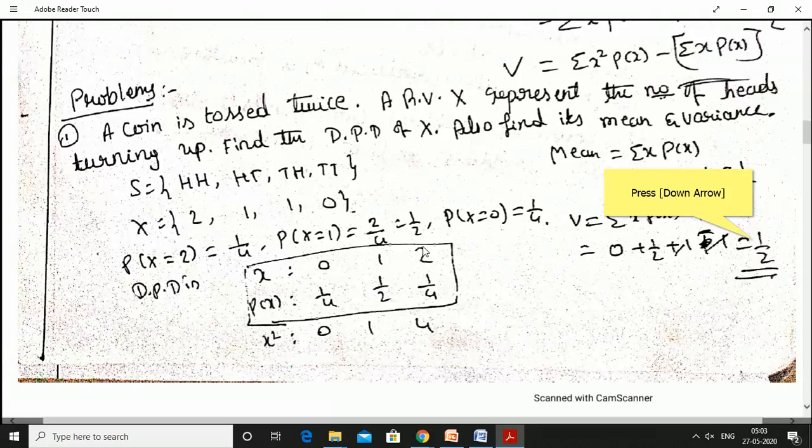That is the mean. Variance is equal to summation of x square into p of x minus mu square. Here I have written the x square values: 0 square is 0, 1 square is 1, 2 square is 4. X square into p of x: 0 into 1 by 4 is 0, plus 1 into 1 by 2 is 1 by 2, plus 4 into 1 by 4 is 1, minus mu square. Mu is 1, and 1 square is also 1. Mean of squares is 3 by 2... so 3 by 2 minus 1 gives variance equal to 1 by 2. Very simple problem.